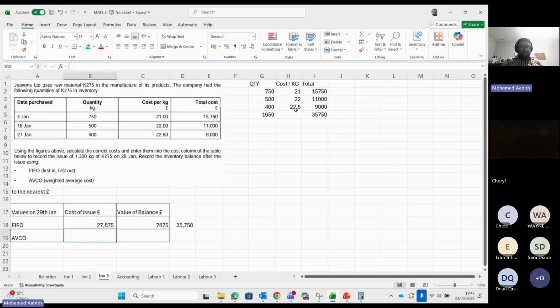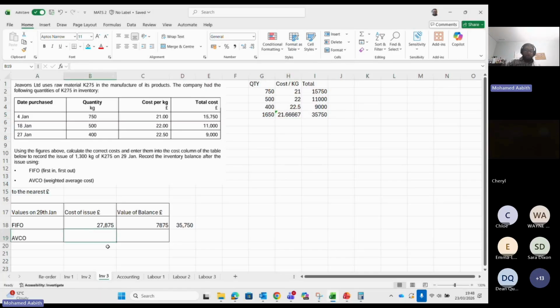Now this is also similar on the AVCO. What does AVCO mean for you? It is the average cost. So at the time they issue the inventory, this is the total value of the inventory, and that is the total quantity. What I need to do is find an average cost. So this one divided by that number will give you an average cost. Can you see that average cost here? It is somewhere between those three different costs, but it's more skewed towards 21 to 22. Why? Because most of the inventory was valued at that amount.